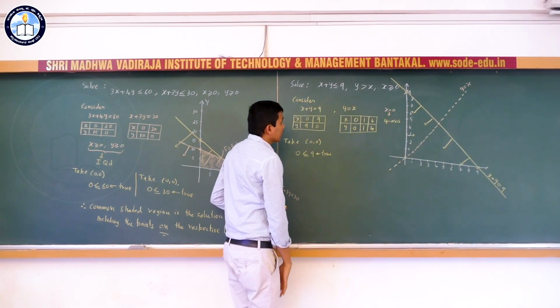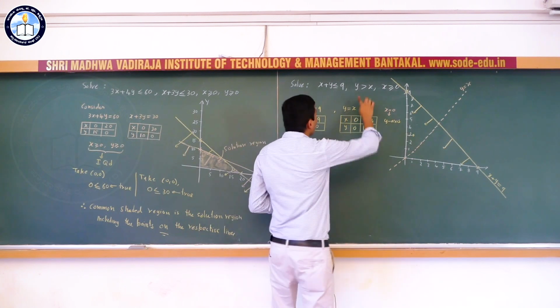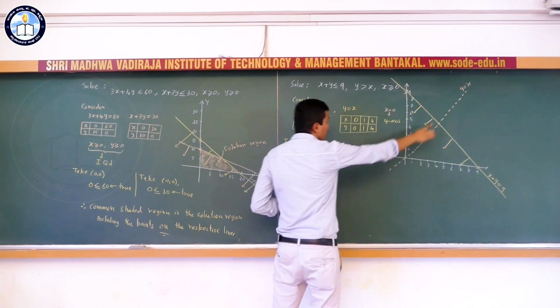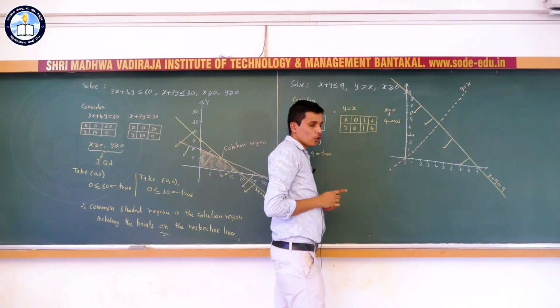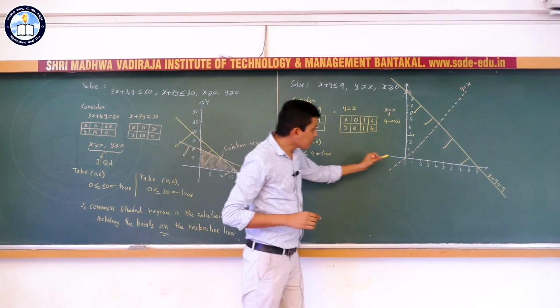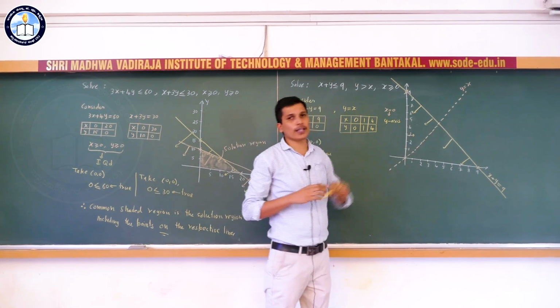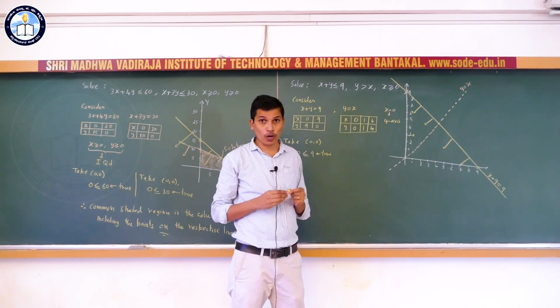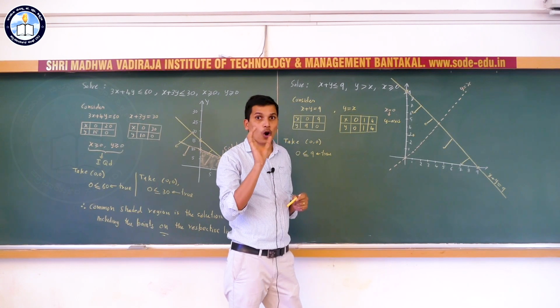And for this line, I can't use (0, 0) for the inspection part. For this particular line, I can't use (0, 0). Can you say what's the reason? Because that particular point is present on the line, I can't check which side it satisfies there. So you need to take a point which is not present on the line.